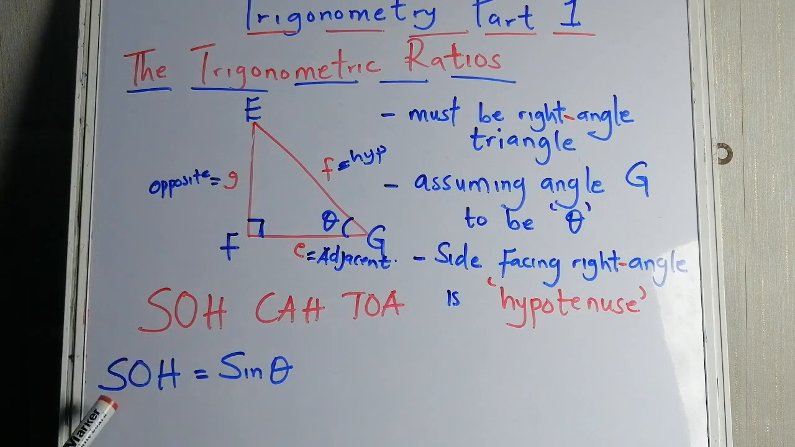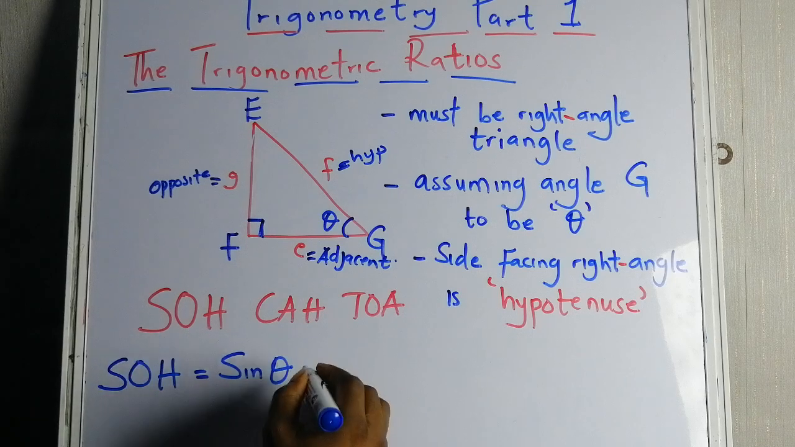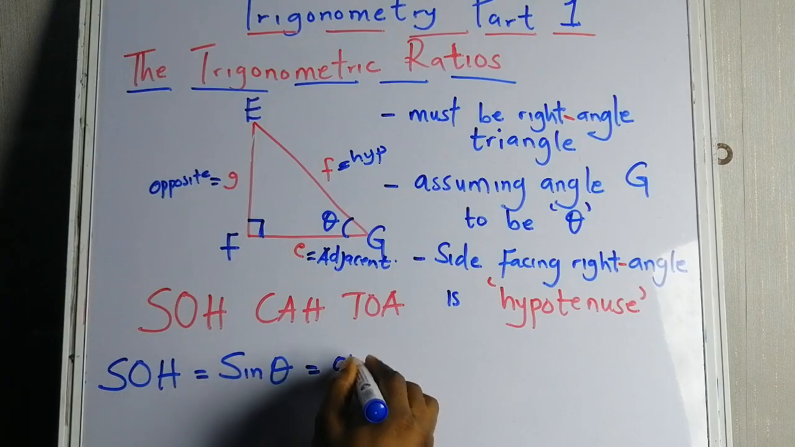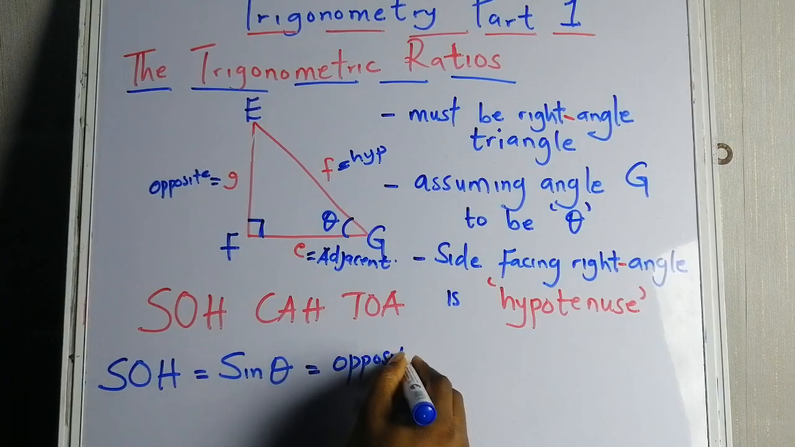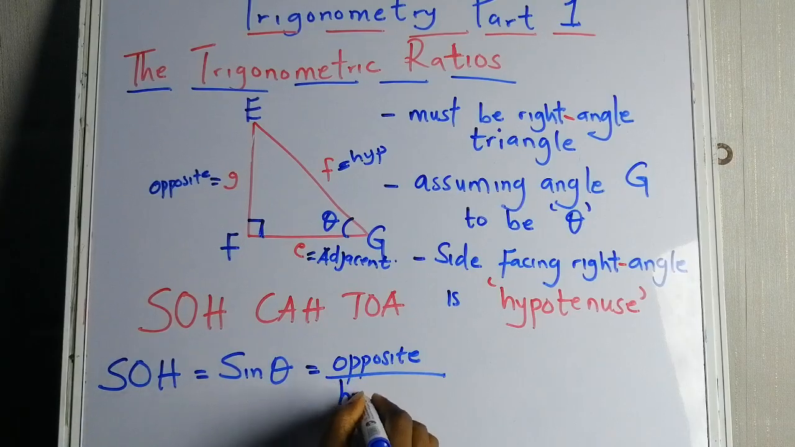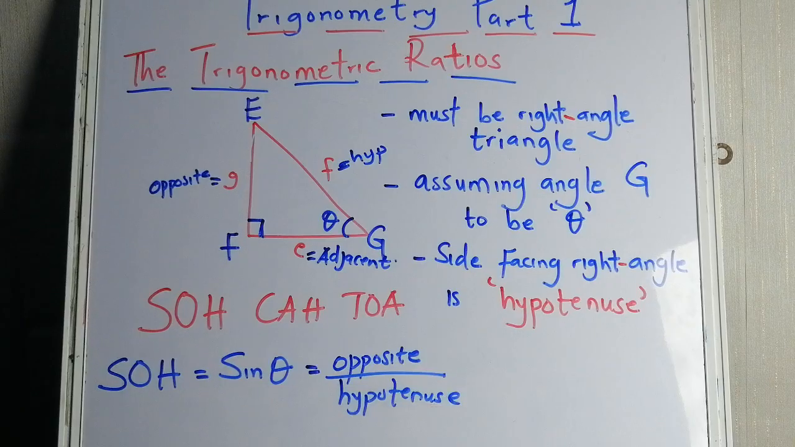So SO is what? Sine theta equals O over H. O is representing what? Opposite. H is representing what? Hypotenuse. This is exactly what I said. We are not rushing. We want to ensure that we break it down. We give you a layman description so that at the end of the day, if you're in the exam hall, you will be able to remember vividly what you are supposed to do.